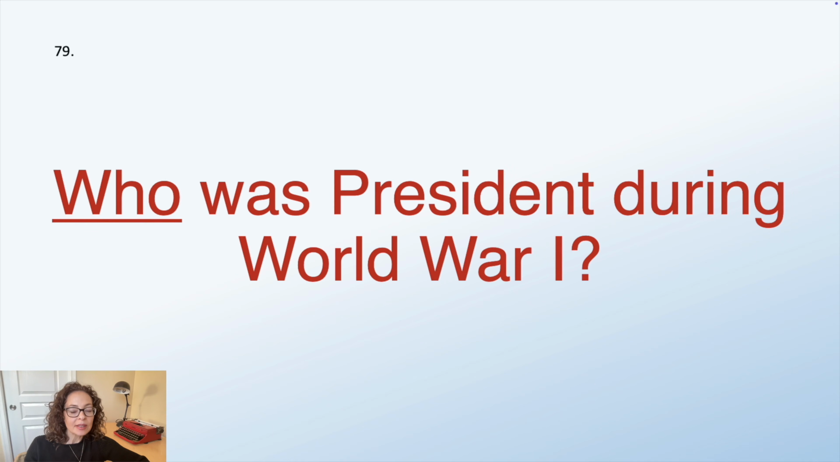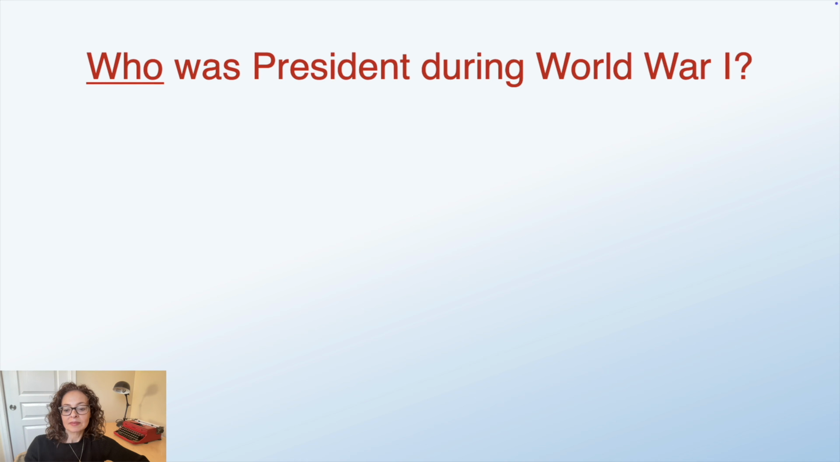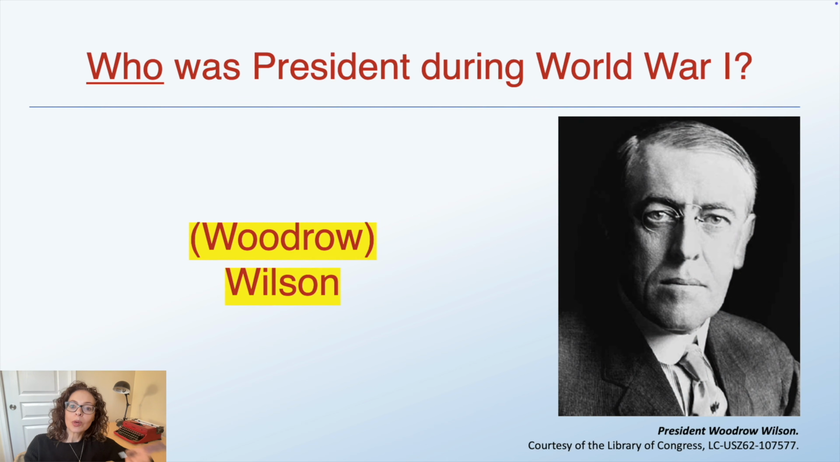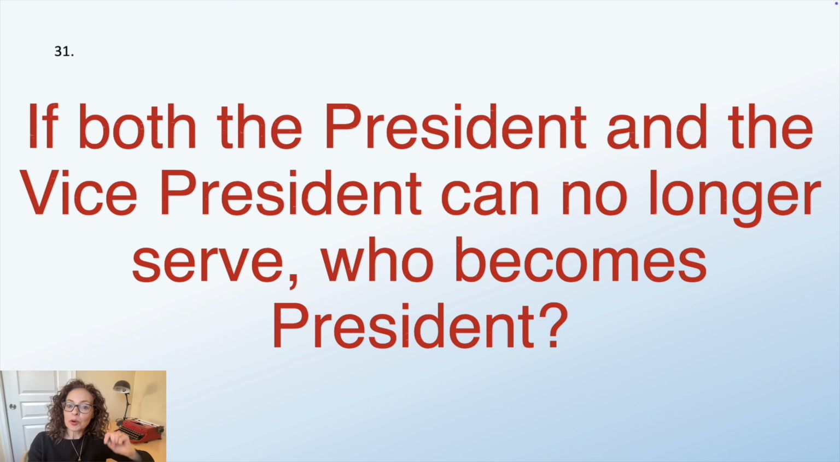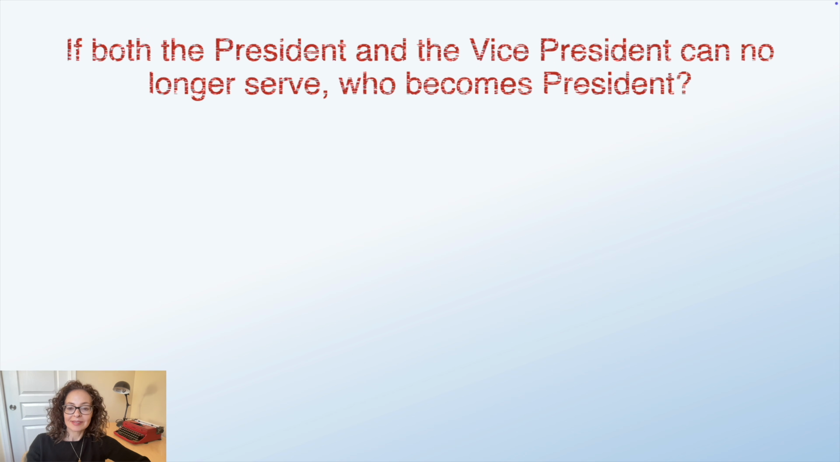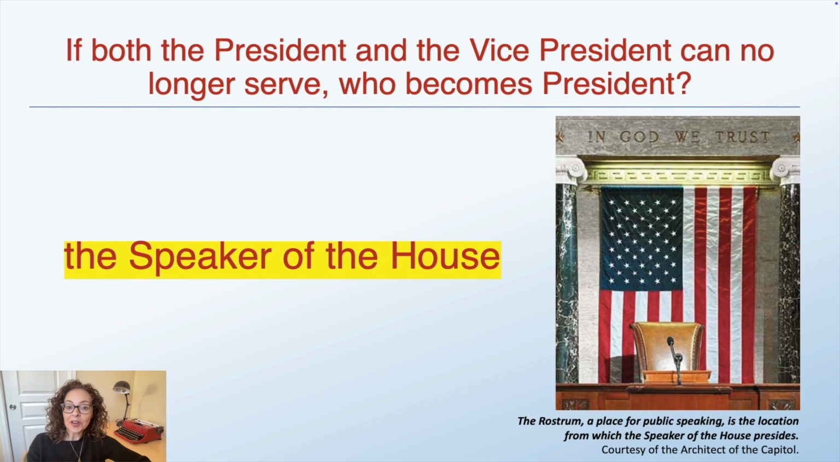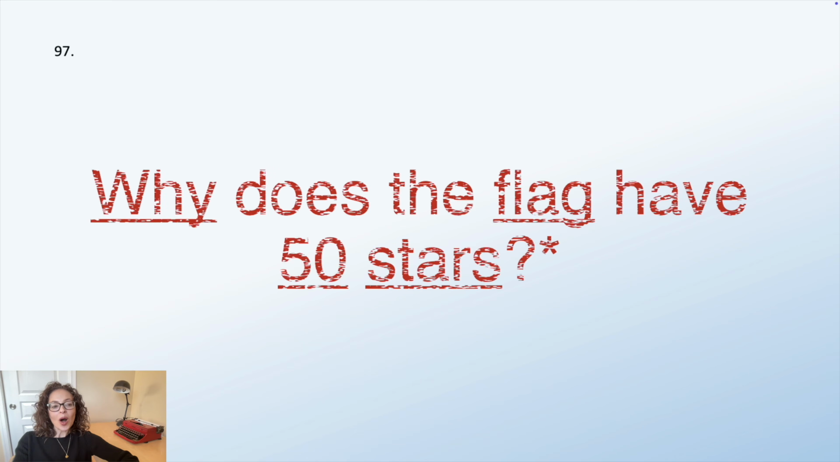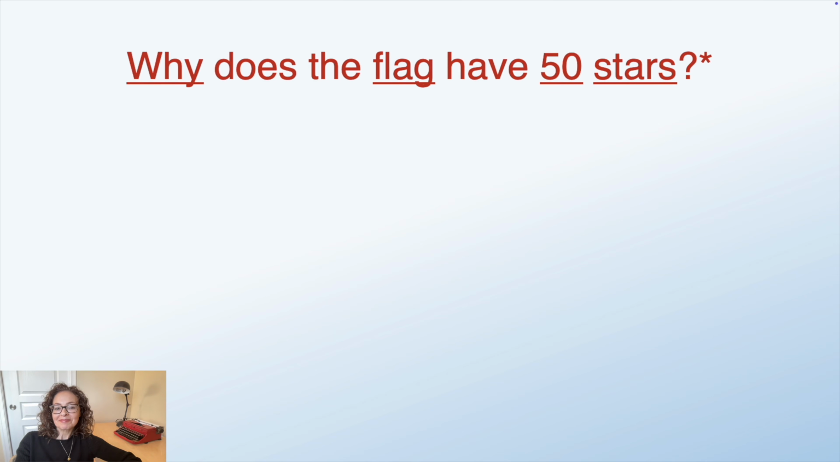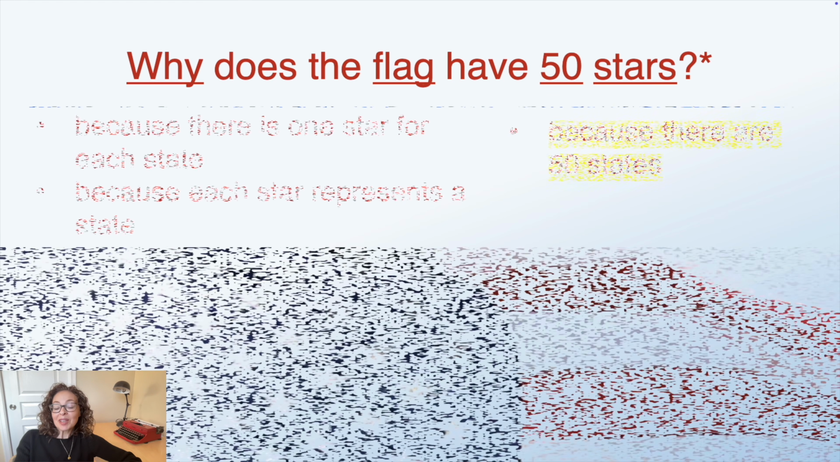Who was president during World War I? The president during World War I was Woodrow Wilson. If both the president and the vice president can no longer serve, who becomes president? The Speaker of the House. Why does the flag have 50 stars? Because there are 50 states.